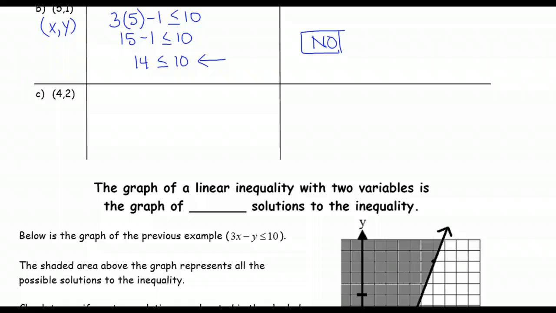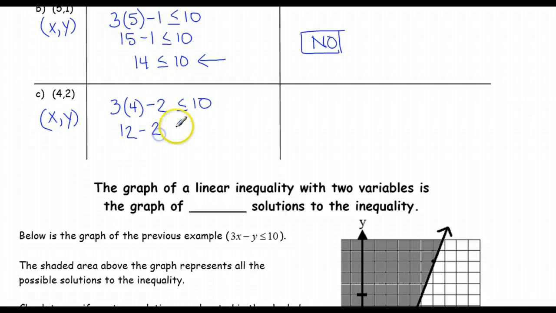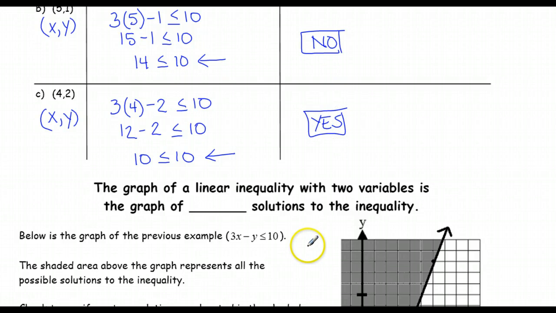Let's look at the third example, (4, 2). 4 is our x-coordinate and 2 is our y-coordinate. So let's go ahead and plug them into our inequality. 3 times x, which is 4, minus y, which is 2, needs to be less than or equal to 10. 3 times 4 is 12, minus 2, which is less than or equal to 10. 12 minus 2 is 10, less than or equal to 10. Is 10 less than or equal to 10? It is. So we can say that yes, (4, 2) is a solution to this inequality.